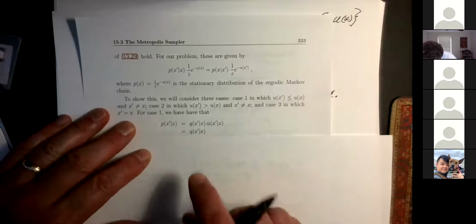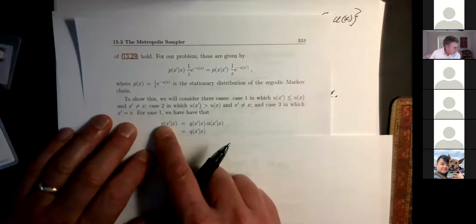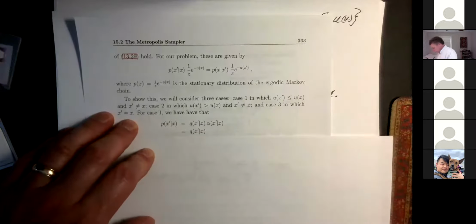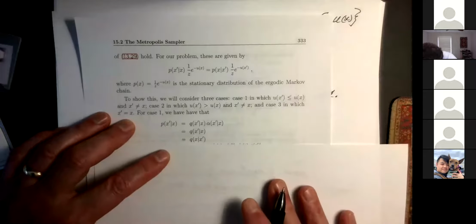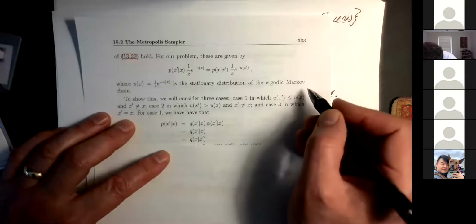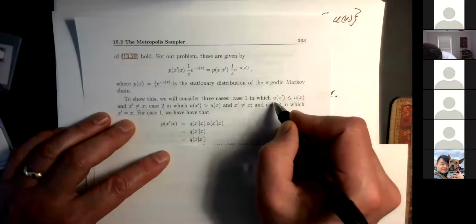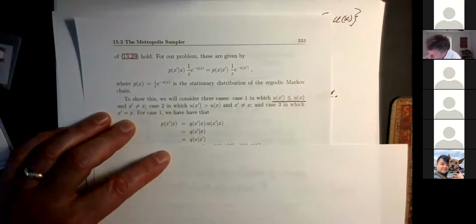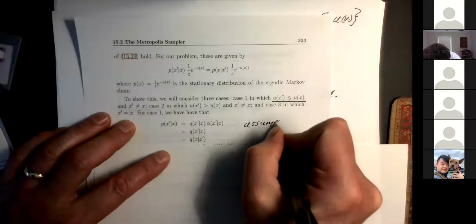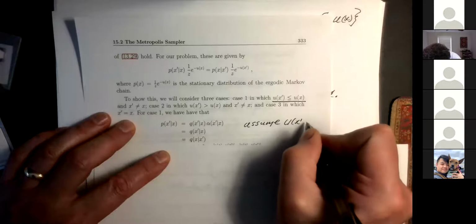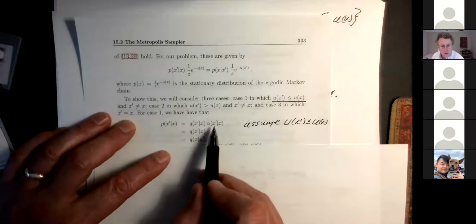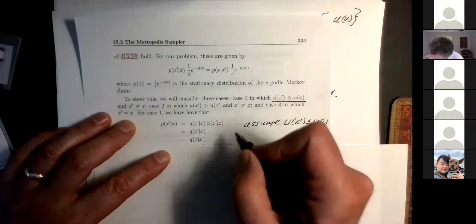Now, we're going to assume that U of X prime is less than or equal to U of X. If that's the case, then this is 1. In that case, this equals 1.